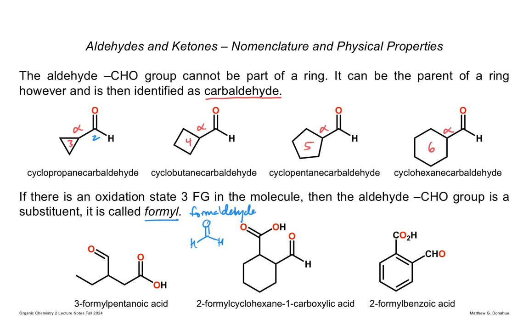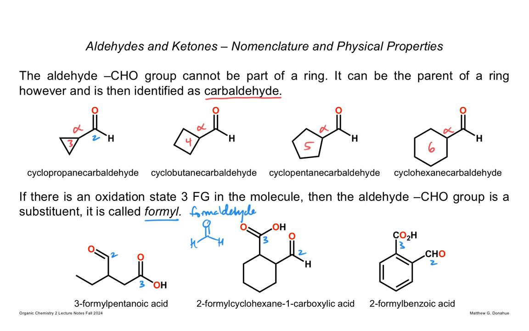If we look at these cases shown below, we see that they all have a carboxylic acid. Again, that's oxidation state 3. So that gets priority in the naming. And so the aldehyde, which is oxidation state 2, is then a substituent. So this first one would be called 3-formylpentanoic acid, 2-formylcyclohexane-1-carboxylic acid, and then 2-formylbenzoic acid.